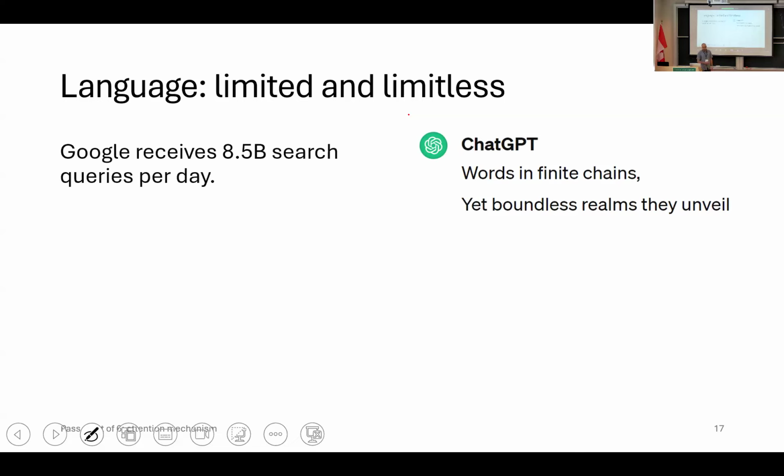So Google receives 8.5 billion search queries every single day. I have another question for you. Out of these 8.5 billion search queries, what fraction of them do you think are new search queries, things that Google search has not seen before? So again, any number between 0% and 100% is a feasible solution to my question.